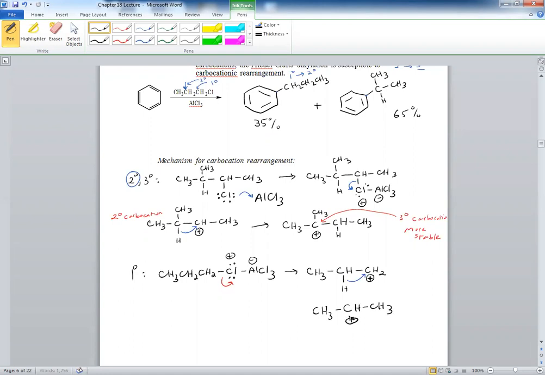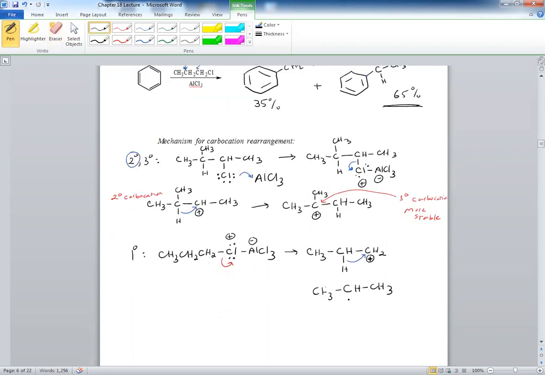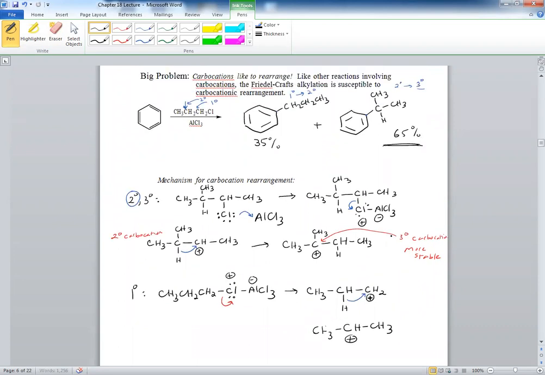And that explains why it's 65%, because look at where the attack would take place. Let me clean this up a little bit. It's not as easy drawing with this, but you see exactly what I'm talking about, is that, again, the attack would take place at the secondary carbocation because it's more stable, explaining why you would have a 65% yield versus a 35% yield.